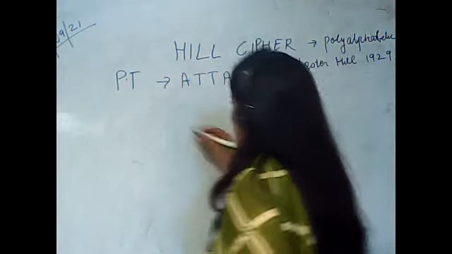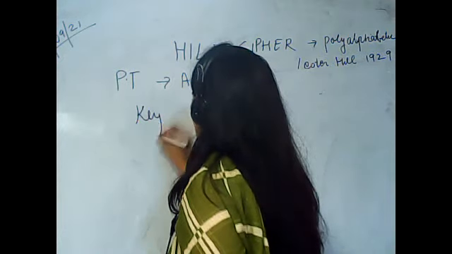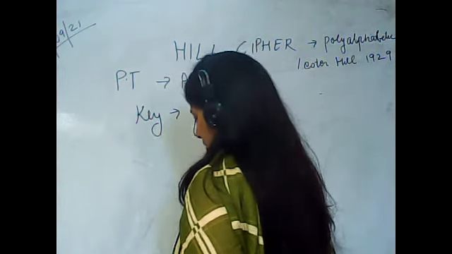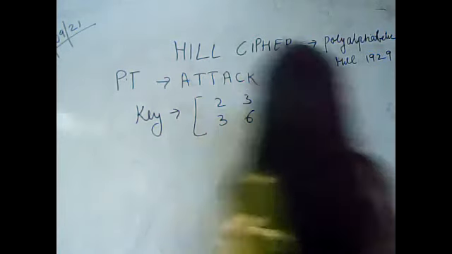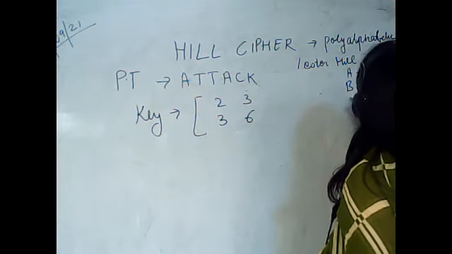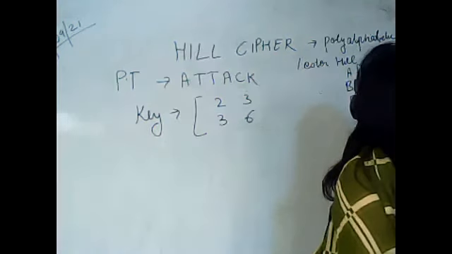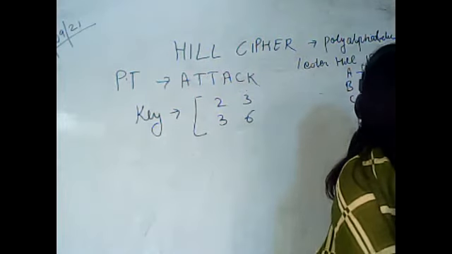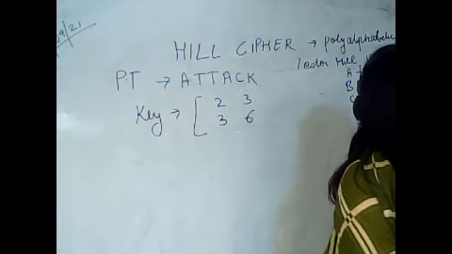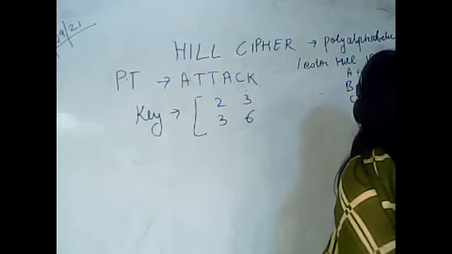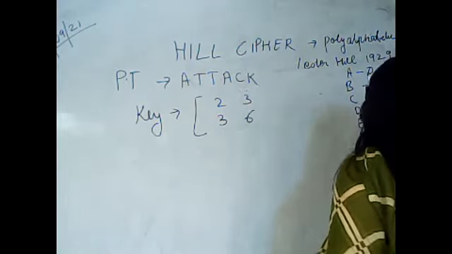Okay. And let's suppose I am including my key as 2, 3, 3, 6. So what values are we having? Just for your reference, I am writing here like this: A is 0, B 1, C 2, D 3, E 4, F 5, G 6, H 7, I 8, so on till Z equal to 25.